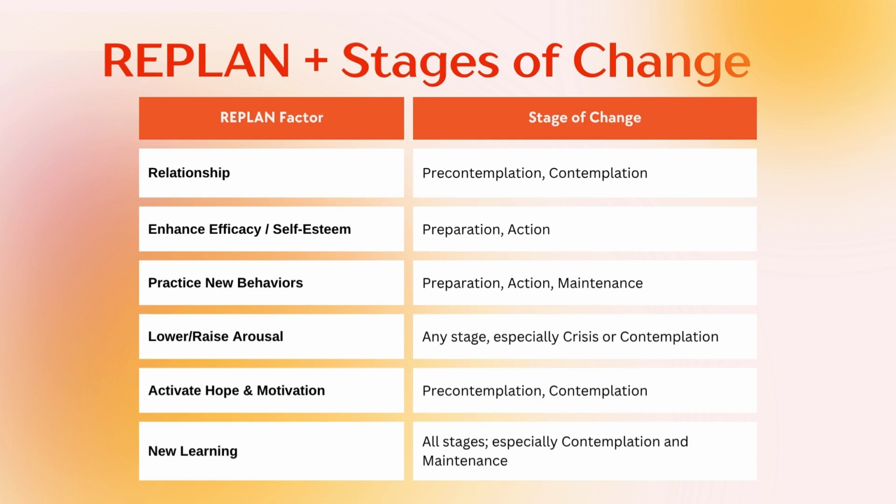So here's where things start to come together. You've learned about the REPLAN model, 6 areas that we can target to support change. But how do you know which to use and when? That's where the stages of change model can come in. Think of it like this. You wouldn't push somebody to change a behavior they're not even ready to admit is a problem, right? So we pair REPLAN with the stages of change to help guide our interventions. So let's walk through it.